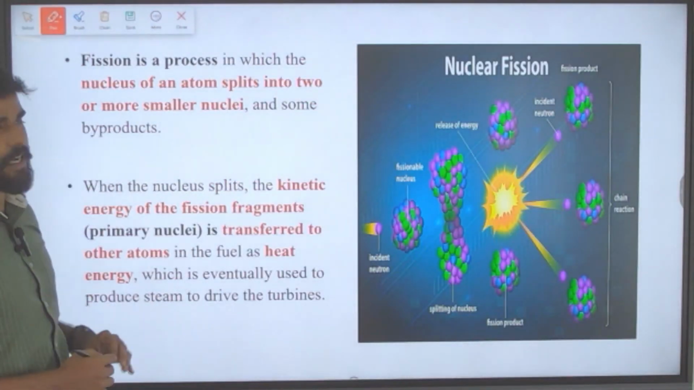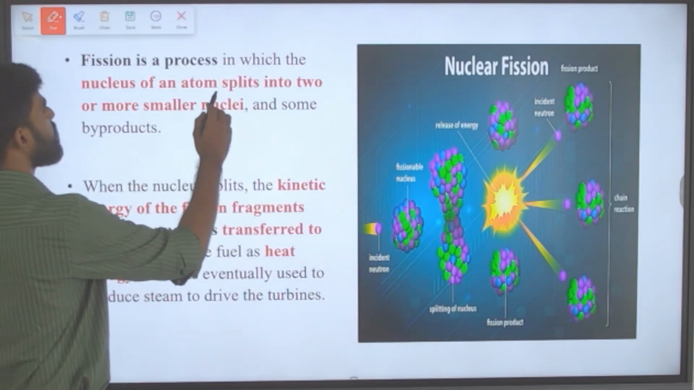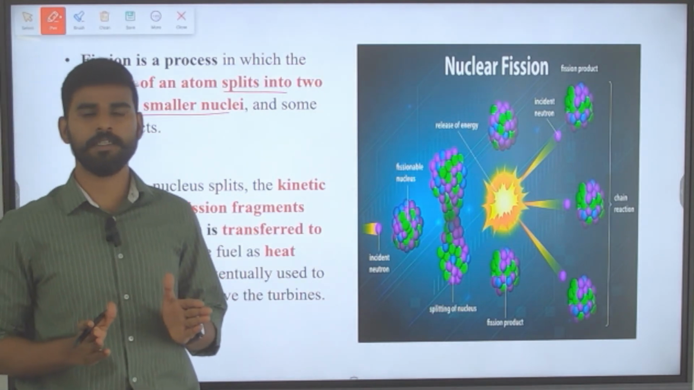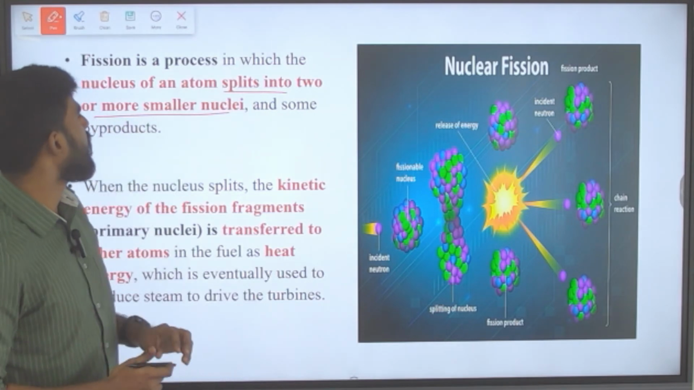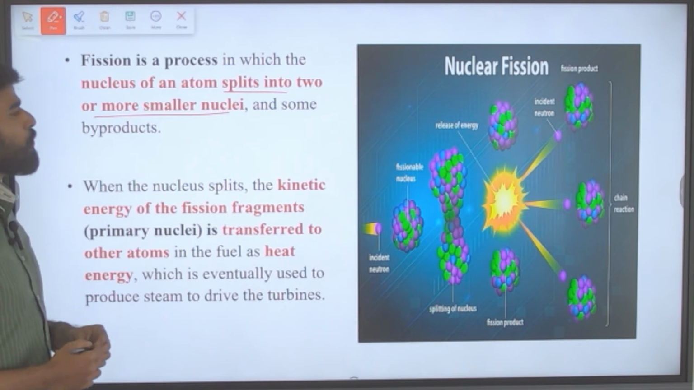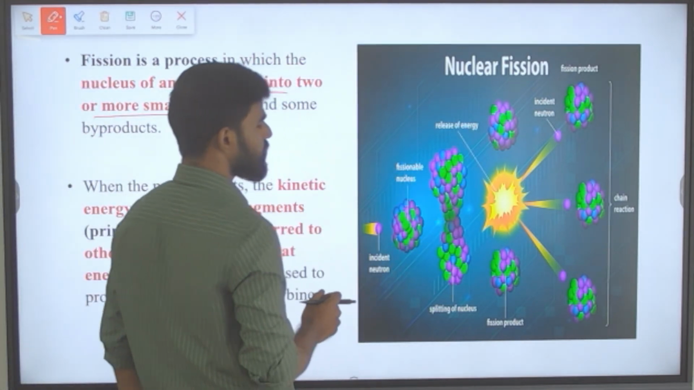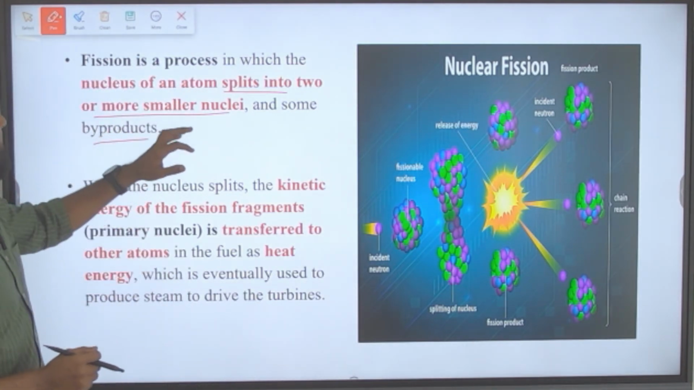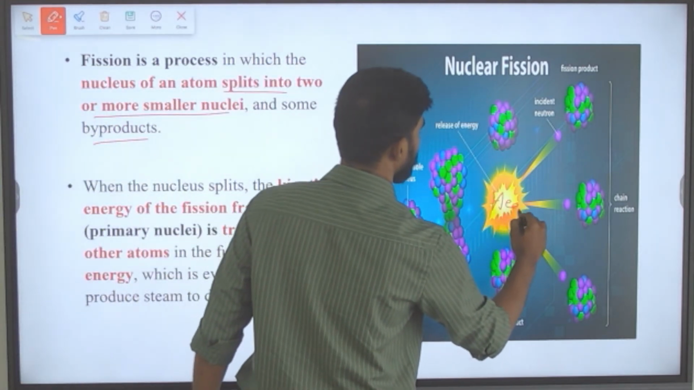So what is a fission process? Fission is a process in which the nucleus of an atom splits into two or more smaller nuclei. We already know these are basic school concepts, fission and fusion. So here the nucleus of an atom splits into two or more smaller nuclei, and byproducts are also released. Here the byproduct is heat.